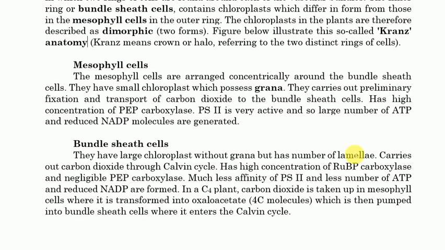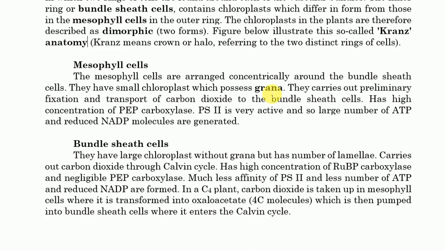The mesophyll cells are arranged concentrically around the bundle sheath cells, which means they are outside of the bundle sheath. They have small chloroplasts which possess grana. They carry out preliminary fixation and transport of carbon dioxide to the bundle sheath cells. They do not undergo the full process of photosynthesis themselves, but they carry out carbon dioxide fixation for the other cells, and have a higher concentration of PEP carboxylase, which is the enzyme for the fixation of carbon dioxide in C4 plants.